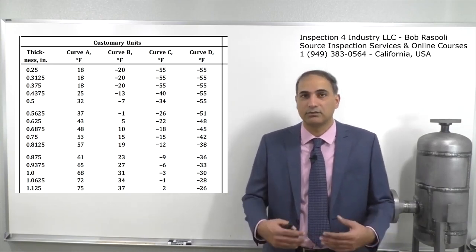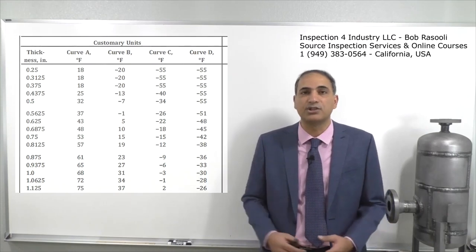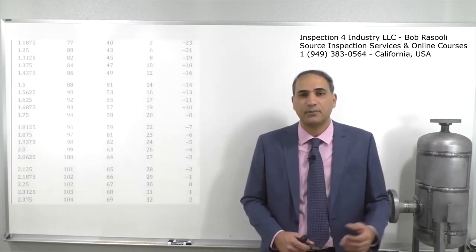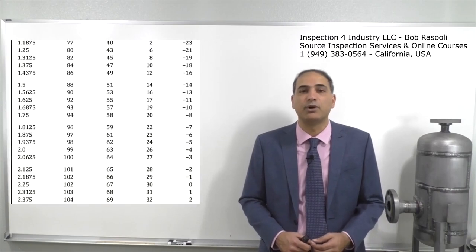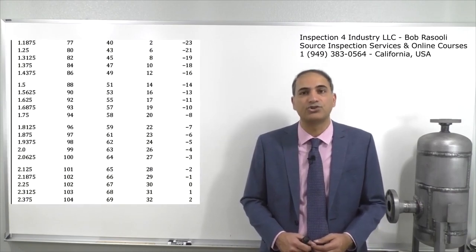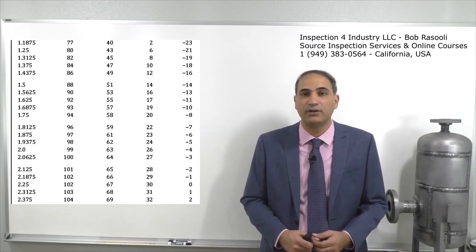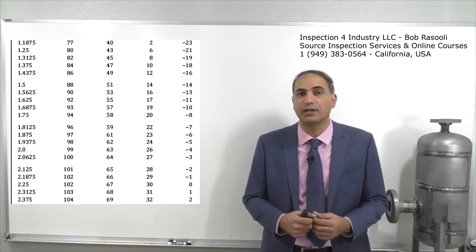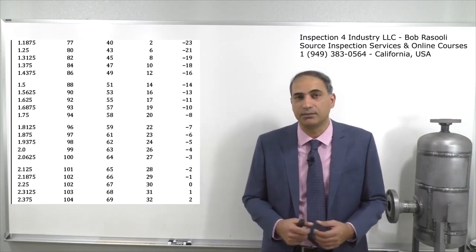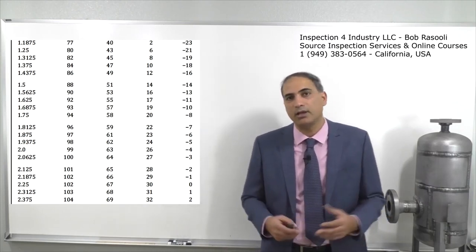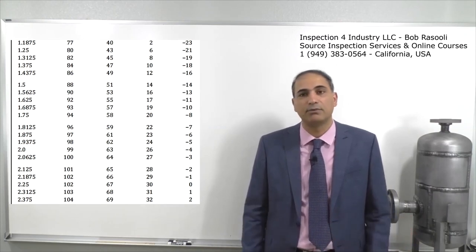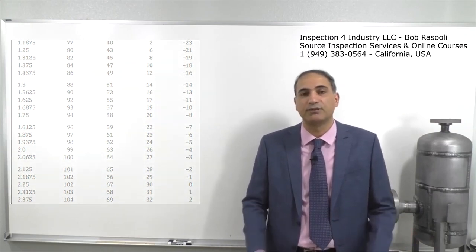So let's go forward, and there's another screenshot from this table. You can see in this screen the thickness of 2.375 inch, and in curve D you can see I can use this material up to 2 degrees Fahrenheit without impact testing, but this is not going to work for me. My thickness is 3.25 inch and my minimum design metal temperature is minus 30 degrees Fahrenheit.